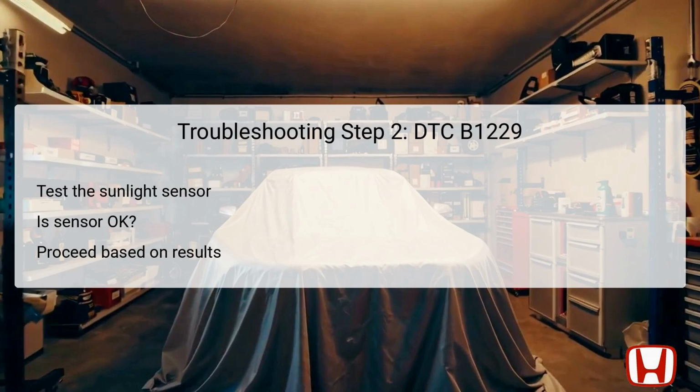Conversely, if the test indicates the sunlight sensor is faulty, replacement of the sensor is necessary before continuing. This step is crucial to confirm that the sensor is functioning as expected and is not the source of the DTC B1229 error. Ensuring the integrity of the sunlight sensor is foundational to correcting the circuit issue.